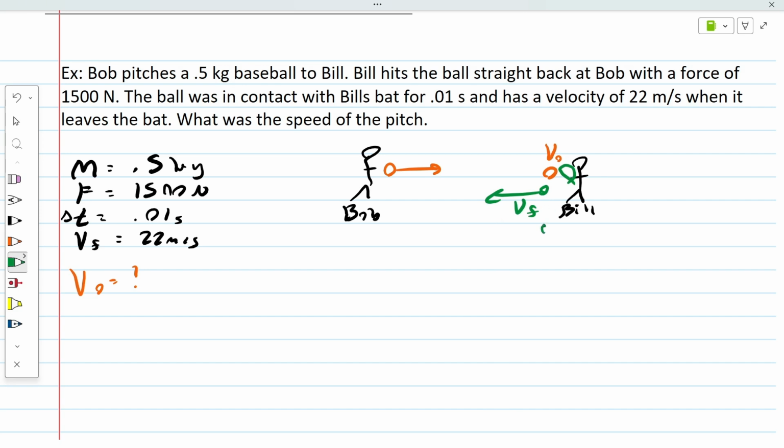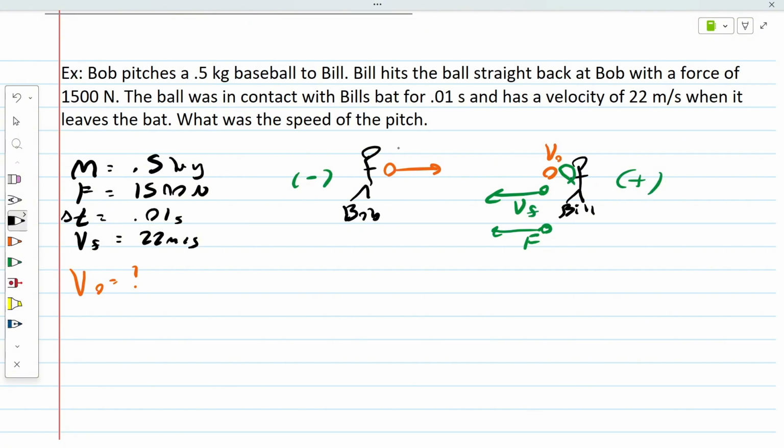And this force must also be in this direction because it's hitting the ball in the opposite direction. So now we need to define our directions here. So we'll call this direction the negative direction and this direction the positive direction because it's going to depend on where we have our momentums. So the direction does matter and your sign will matter because we're dealing with vectors.